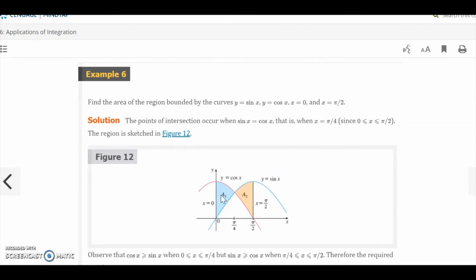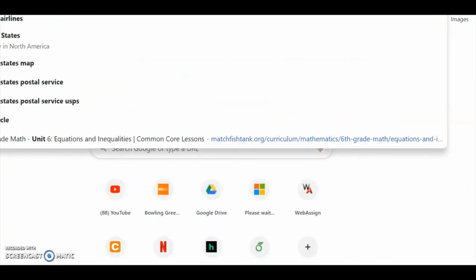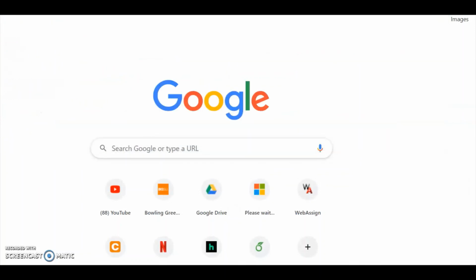All right. So when they find the intersection points, they're equating sine and cosine. So you can figure out when sine and cosine are equal to each other by looking at the unit circle. So actually, let's pull up the unit circle.